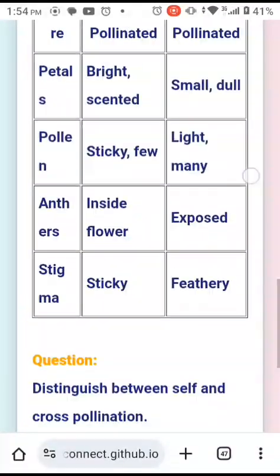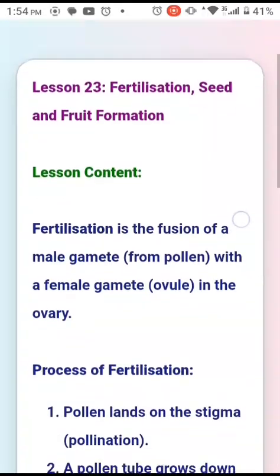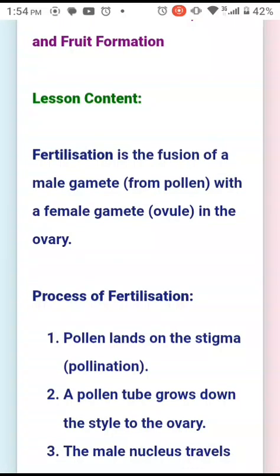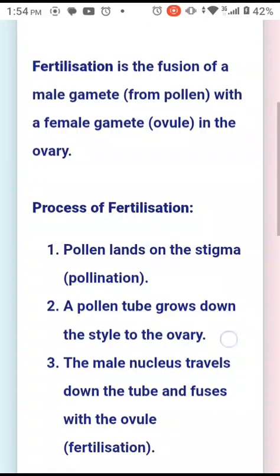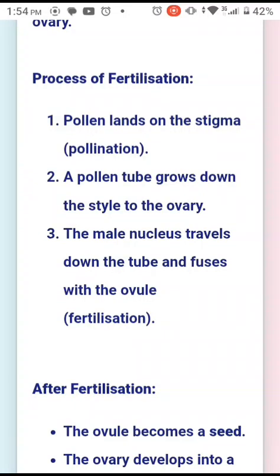Lesson 23, Fertilization, Seed and Fruit Formation. Lesson content. Fertilization is the fusion of a male gamete from pollen with a female gamete, the ovule, in the ovary. Process of fertilization. Pollen lands on the stigma, pollination. A pollen tube grows down the style to the ovary. The male nucleus travels down the tube and fuses with the ovule, fertilization.